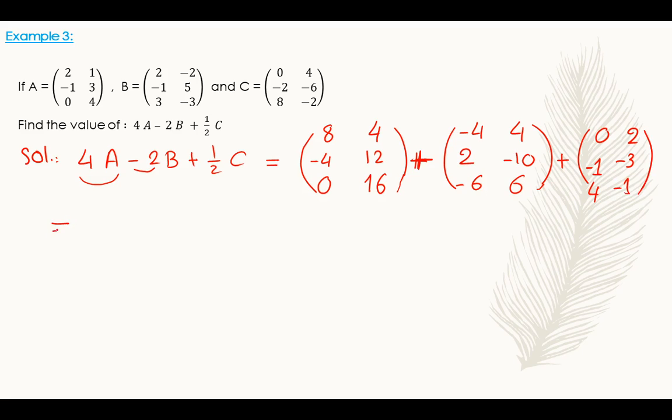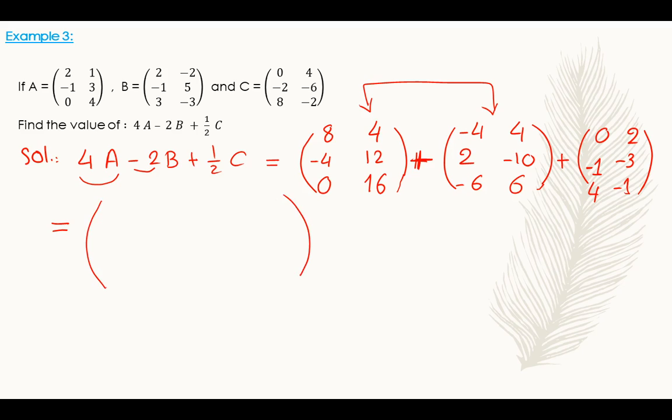Now we are going to add the 3 matrices together, or you can add the first 2 matrices, then add the sum of the 2 matrices to the third one. I think it's easy to do it with the 3 matrices together.